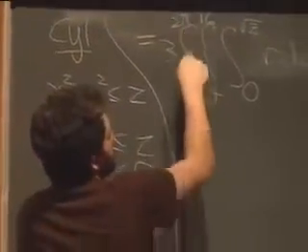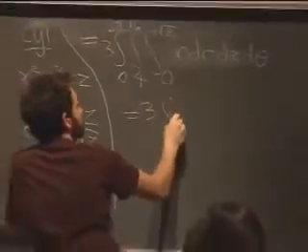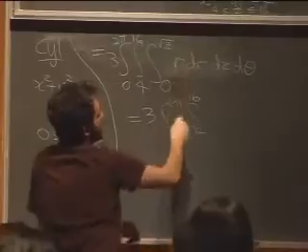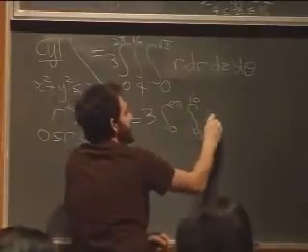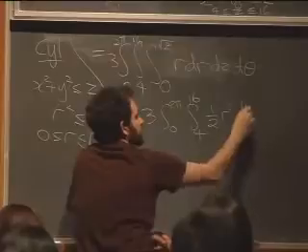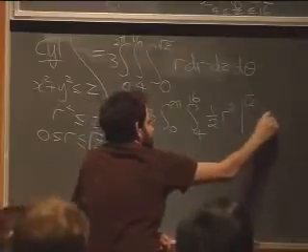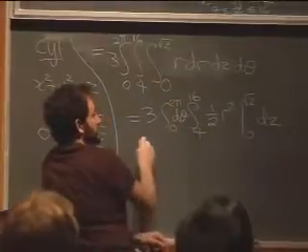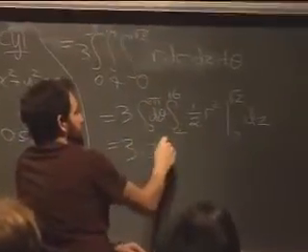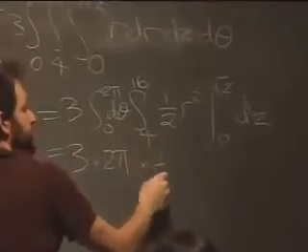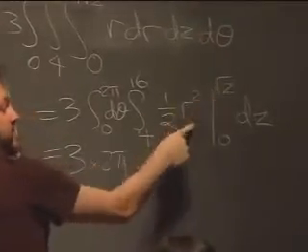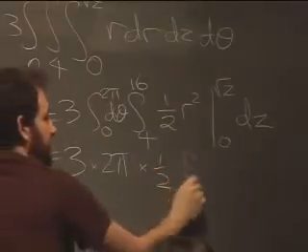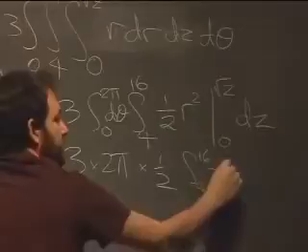So the 2 pi d theta can come out, but the rest of it we have to do properly. The integral of r is 1/2 r squared, but luckily we're going from 0 to root z. And I'll pull out the d theta. So we get 3 times 2 pi times 1/2, and then when I plug in root z into this, you just get z. So it's the integral from 4 to 16 of z dz.